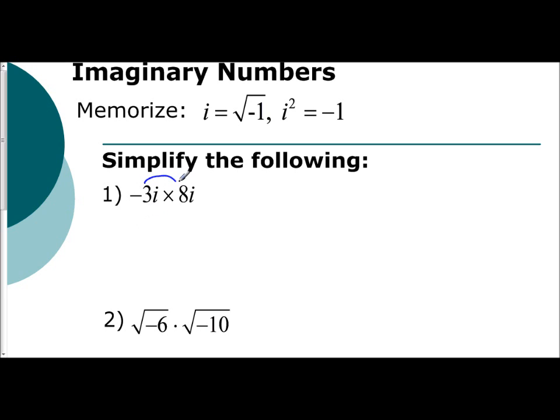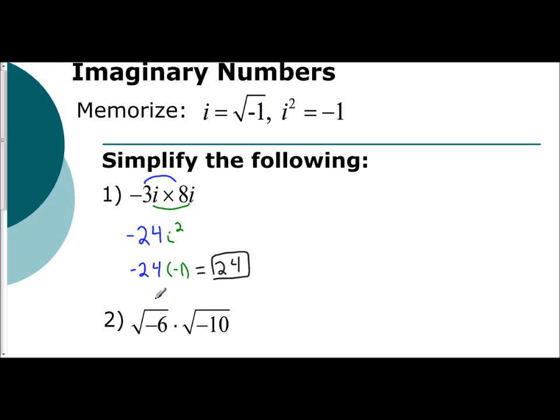It's -3 times 8, which is -24. And then you have i times i, which is i squared. Now remember, i squared is really -1. So you have -24 times -1, which is a positive 24. That's your answer.